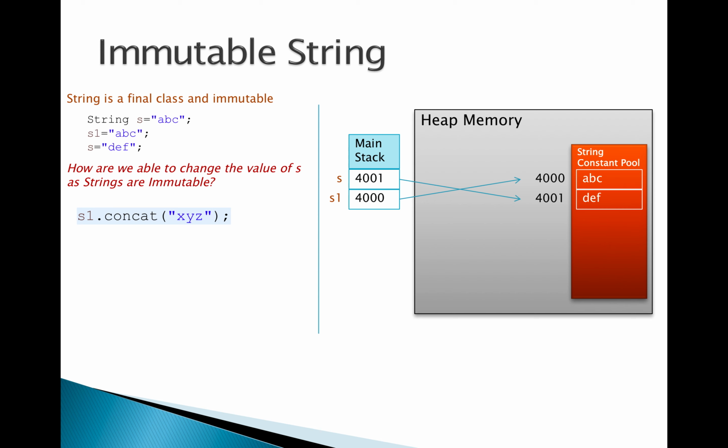Now I wanted to concatenate ABC with XYZ. So XYZ is a literal which is not present in the constant pool. The first thing that happens is XYZ will be created in a memory location. Now we will take S1 value which is ABC and XYZ which is 4002. We will be combining these two and then creating ABC XYZ in a new memory location. That's it. So nothing will happen after this because still S is going to point to 4001.